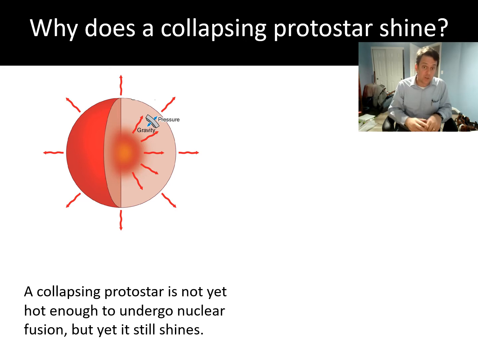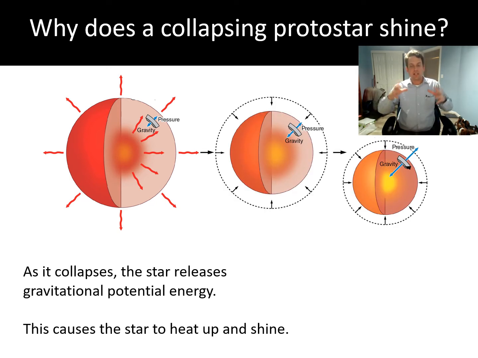Well, it turns out the answer is, as with so many things in astronomy, gravity. As the protostar collapses, you are giving up gravitational potential energy. It's just like dropping a rock. If you hold a rock out and you drop it, it speeds up as it falls. You give it gravitational potential energy in the beginning, and that gravitational energy, through the action of the gravitational force, is converted into kinetic energy. Well, the same thing happens in the case of protostellar collapse.